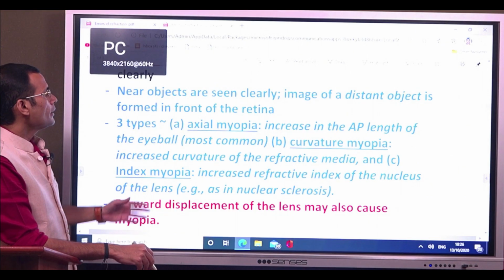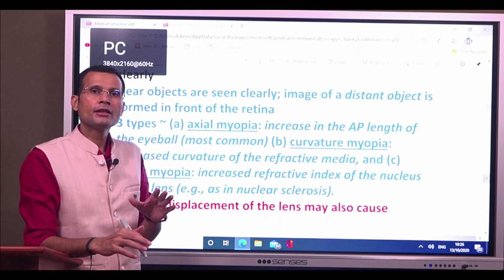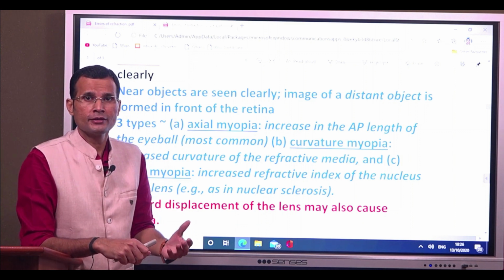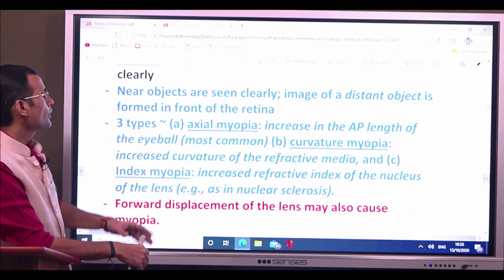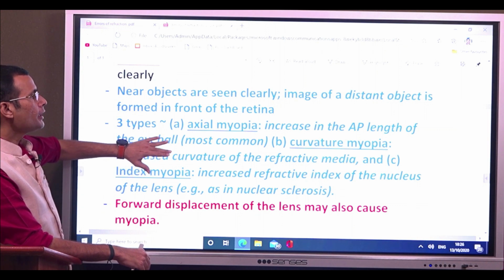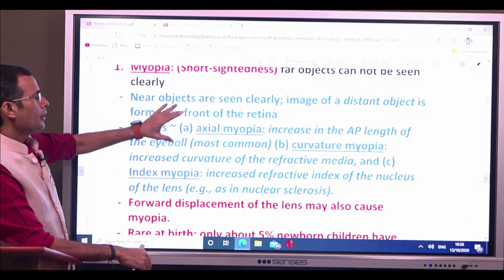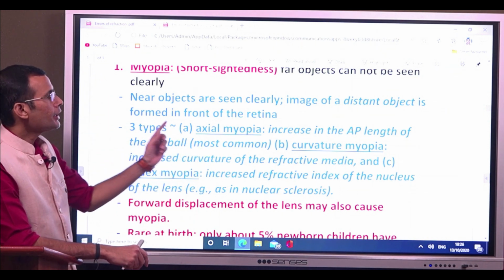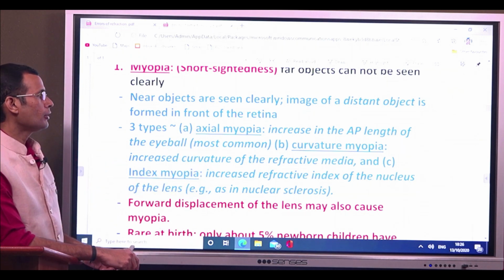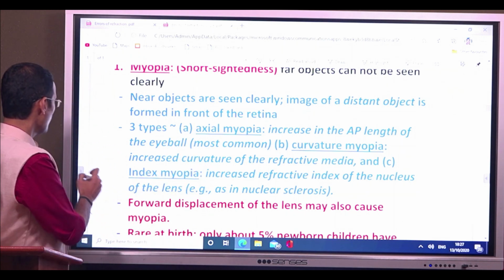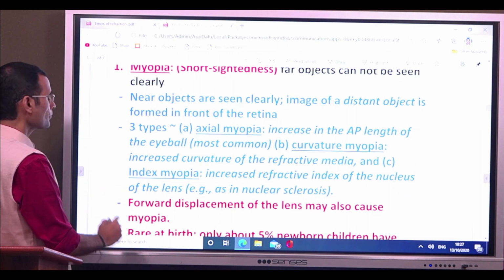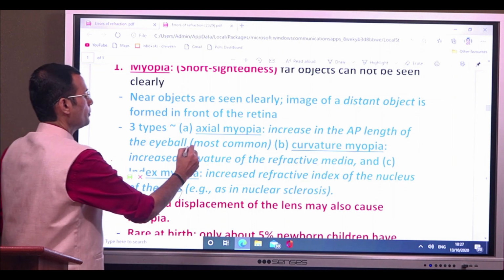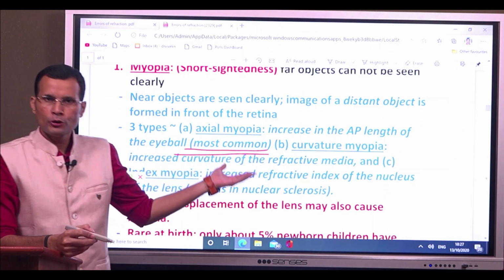Now let us understand, already we have seen that there are three types of errors of refraction, three causes that the error occurs. So three types of myopia would be: A, the axial myopia, which we had drawn just now. Increase in the antero-posterior length of the eyeball. This is the most common, mind you, this is the most common, axial myopia, as we had already drawn.